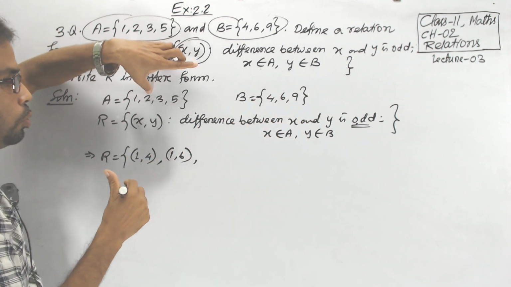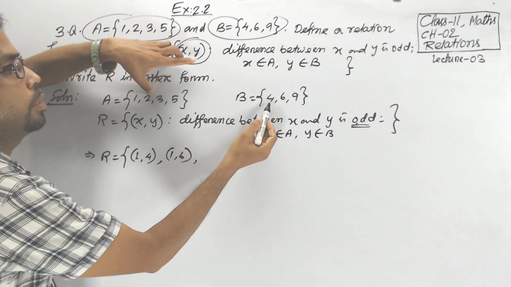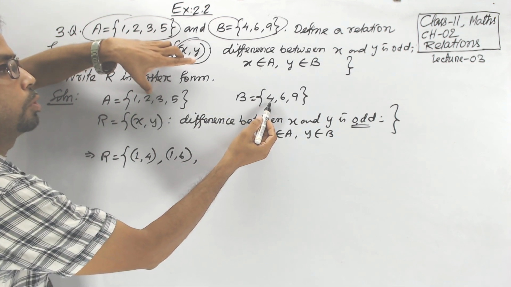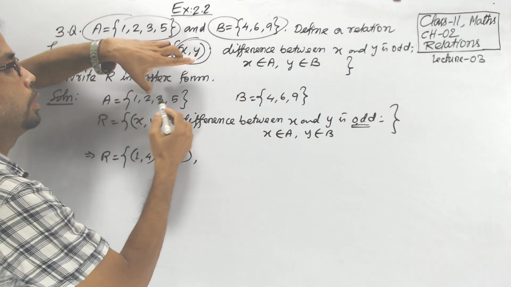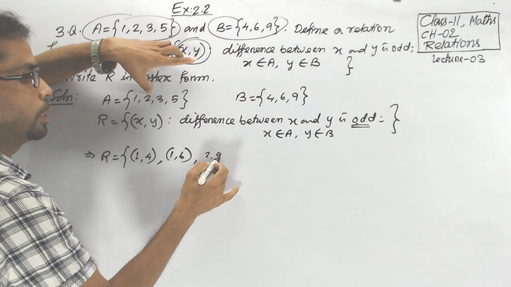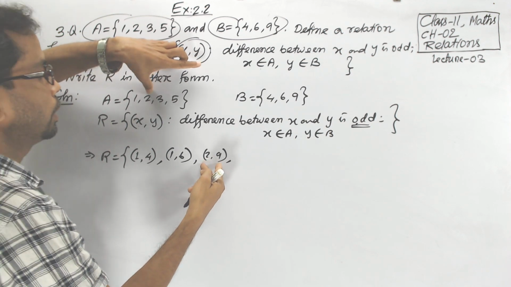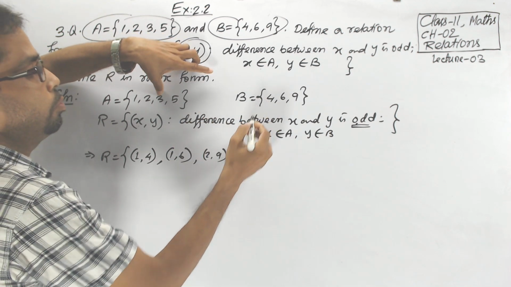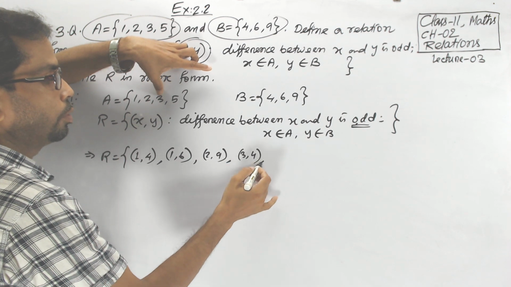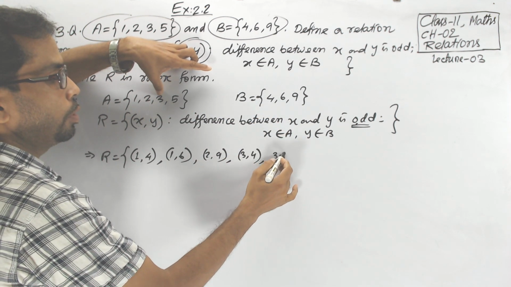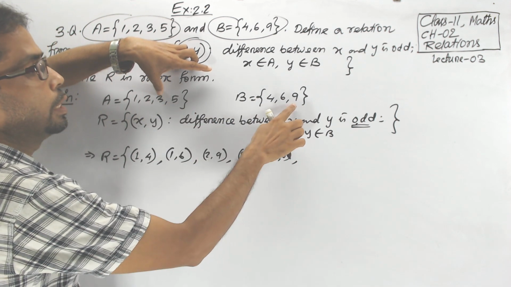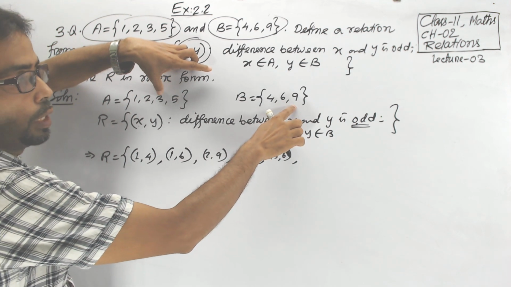Then I'll start with 2 again. 2 and 4, the difference is 2, not odd, so not possible. 2 and 6 is also not possible. Then 2 with 9 will make the difference odd. 2 and 9, the difference is 7, which is odd, so we can take it. Then next with 3, 3 and 4 is possible, the difference is odd. 3 with 6 is also possible, and 3 with 9, the difference is 6, which is not odd, so I cannot take it.